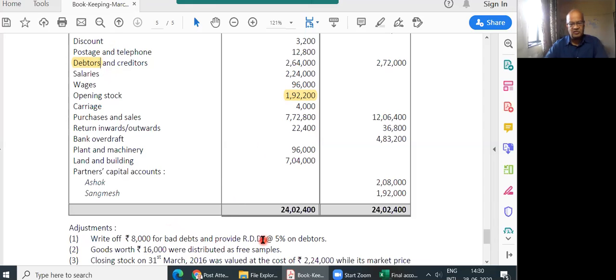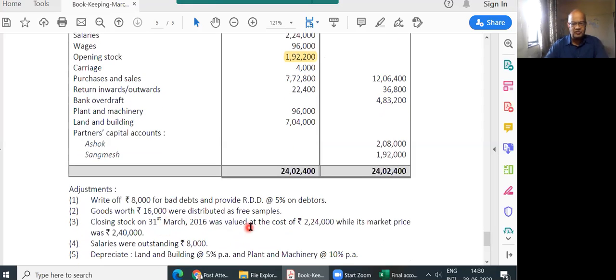Provide RDD 5% on debtor. This is new RDD. After deducting 8,000 from the debtor balances, whatever amount remains, on that amount we will calculate new RDD. It is known as new RDD. Goods 16,000 were distributed as free sample. So goods distributed as free sample, as it is in the adjustment.